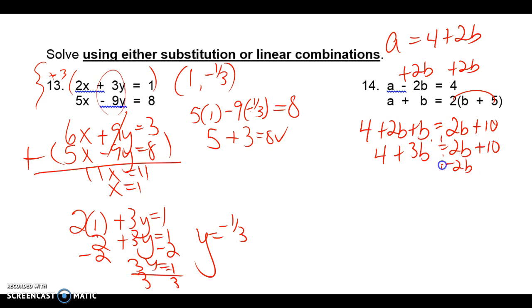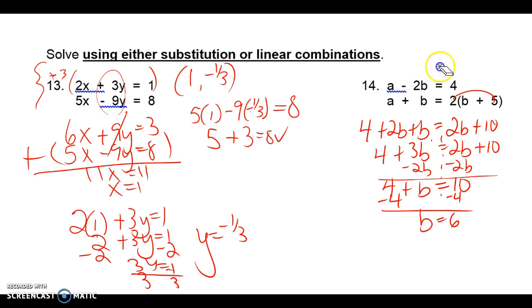I'll subtract 2b from both sides. 4 plus b equals 10. Let's subtract 4. b equals 6. All right, now that seems more like it, right?